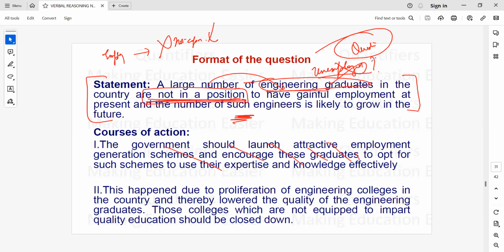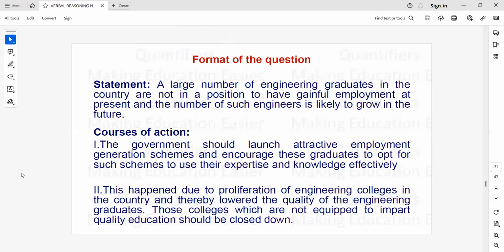This is in case you feel that the problem is unemployment, but the problem is that the engineering students are not capable. This happened due to the proliferation of engineering colleges in the country, thereby lowering the quality of the engineering graduates. Those colleges which are not equipped to impart quality education should be closed down. Right? So this is actually your correct course of action. So here the answer is only course of action 2 is strong. Right? Let's move to the next slide.